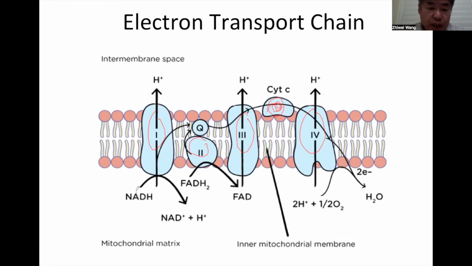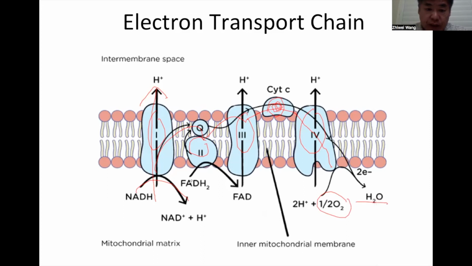So when NADH is being oxidized, the high power electron will help to pump protons through the inner membrane into the intermembrane space. So electrons are passed through the different components of the electron transport chain complexes, and eventually oxygen will receive the electron, and water is produced.